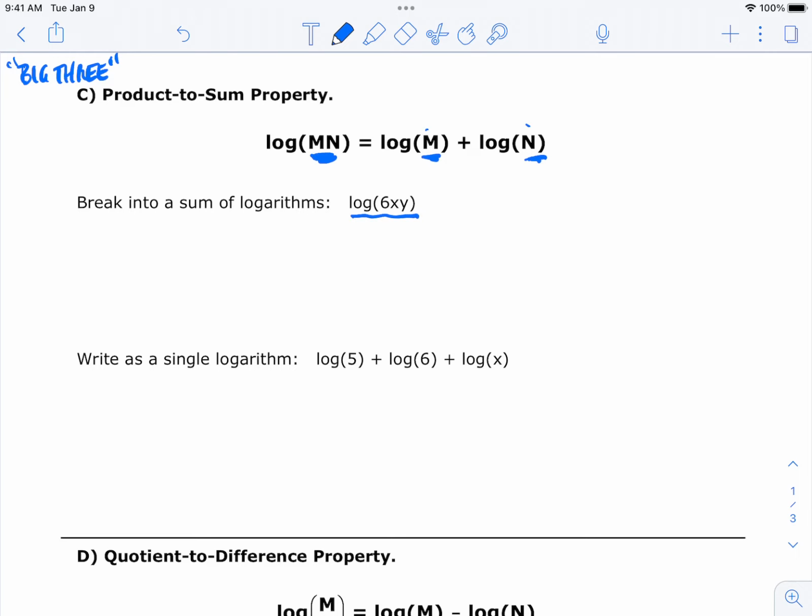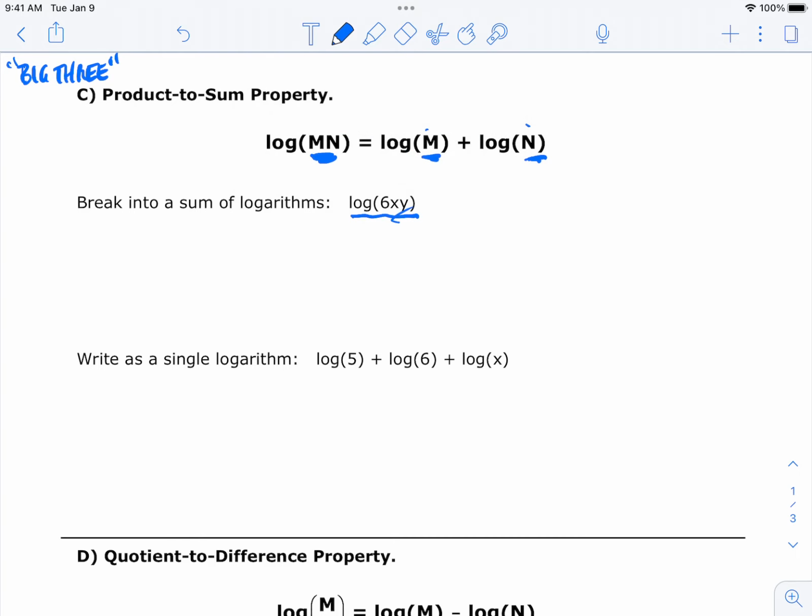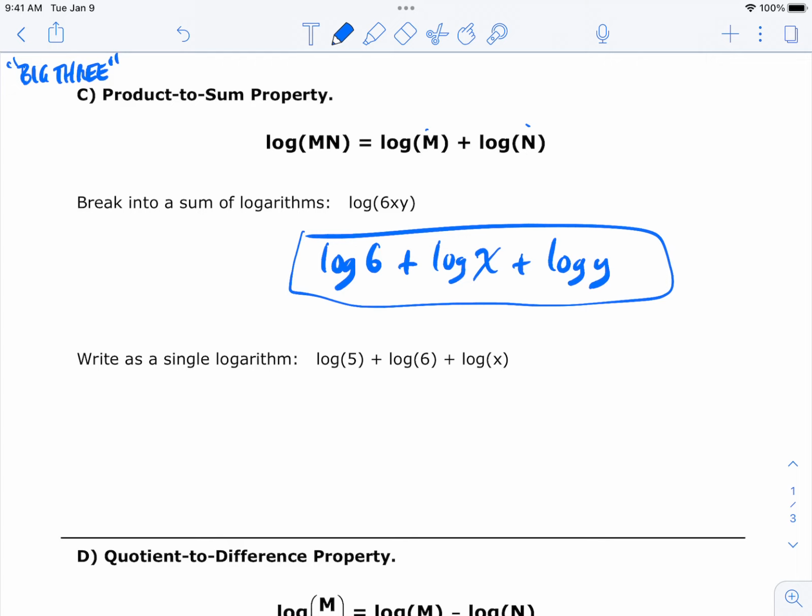What's this one looking like? Well, we got three factors. It's not just an mn, it's a 6 times an x times a y. Well, it's a product. That's what matters. So that means we can use this property, and we can split this up as the log of 6 and the log of x and the log of y, just like that. So it splits up very nicely. So 6 times x times y becomes log of 6 plus log of x plus log of y, like that.